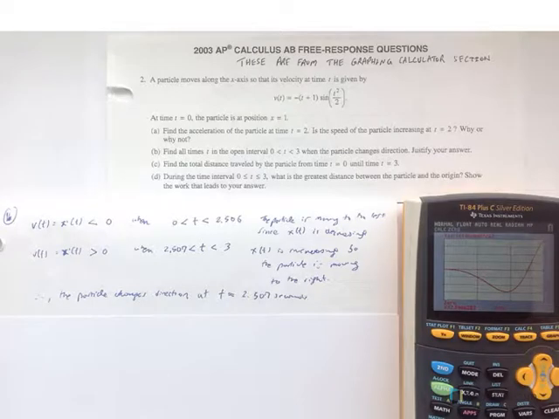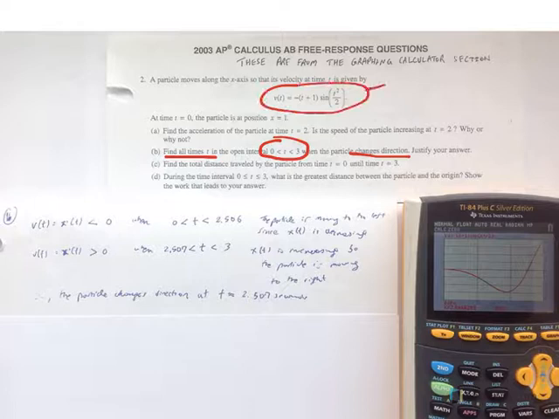Now we go on to part B. Find all the times t in the open interval from 0 to 3 when the particle changes direction. Justify your answer. So what we can do is enter our velocity function into y equals. You may have already done that in part A.